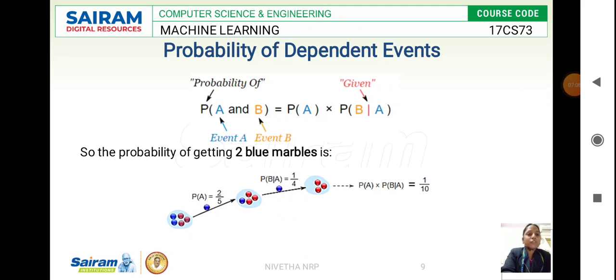We'll see the probability of a dependent event. The probability of A and B is P of A and B equals P of A multiplied with the probability of B given A. Generally, if it is an independent event, we will have probability of A multiplied with the probability of B. Here, since the occurrence of one event is affecting the other event, we give the formula as the probability of A and B will be probability of A multiplied with the probability of B given A. It means A has occurred before the event B.